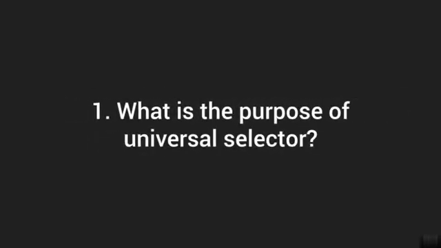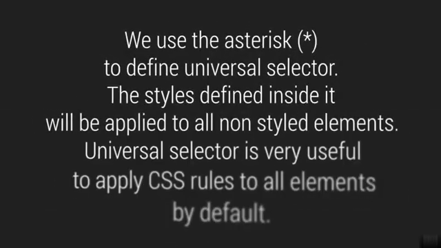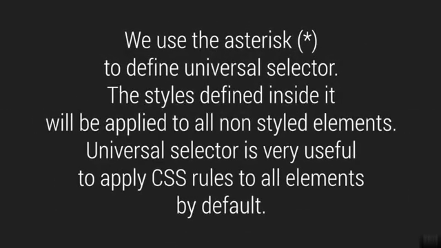So what is the purpose of universal selector? We use the asterisk and we define the styling. Whatever styling you define with universal selector is generally a set of styles which you want to apply when there is no other styling applied. In a web page, generally we see that there is some padding or margin for all elements which by default you want to apply. In such case, universal selector is also very useful.